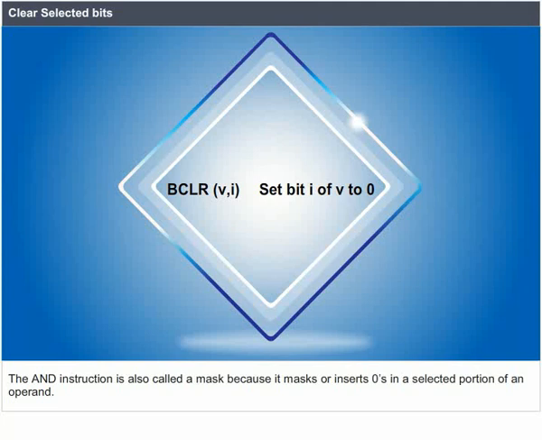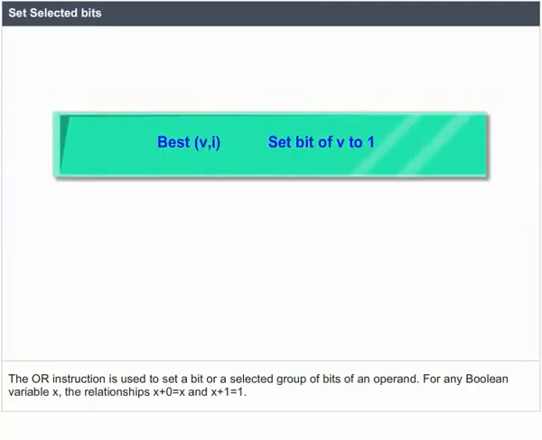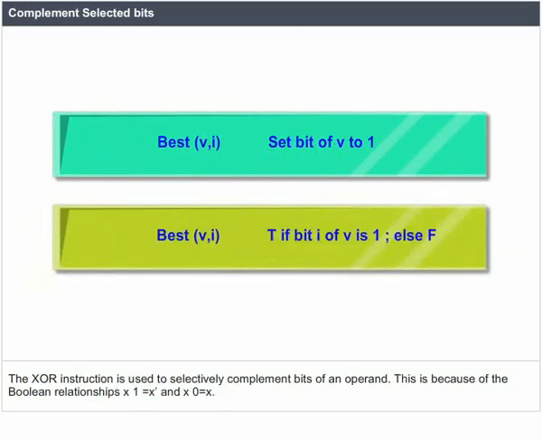Set selected bits. The OR instruction is used to set a bit or a selected group of bits of an operand. For any Boolean variable x, the relationships x plus 0 equals x and x plus 1 equals 1. Complement selected bits. The XOR instruction is used to selectively complement bits of an operand. This is because of the Boolean relationships x⊕1 equals x', x⊕0 equals x.